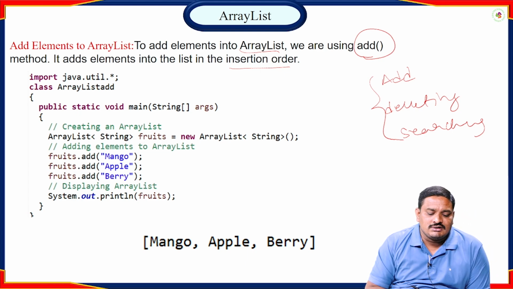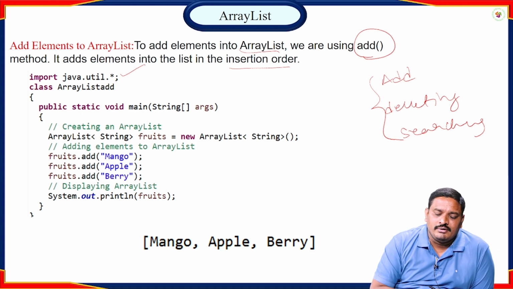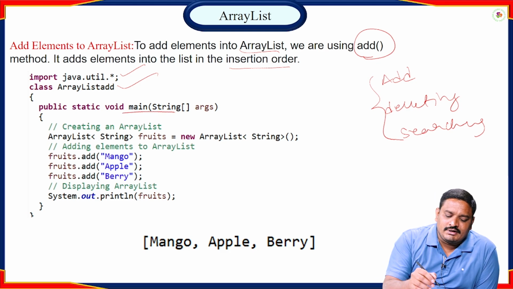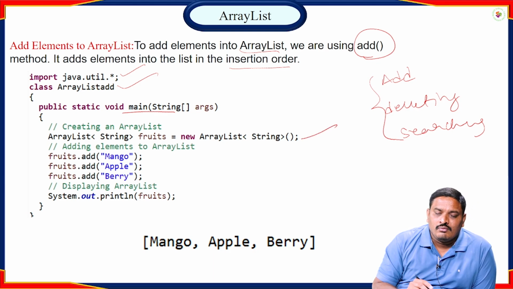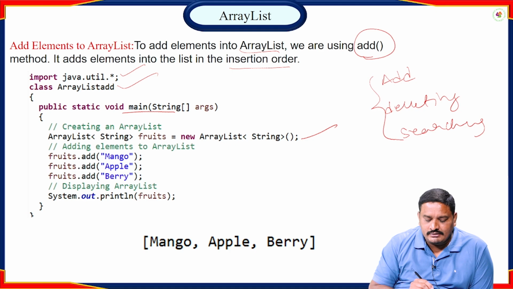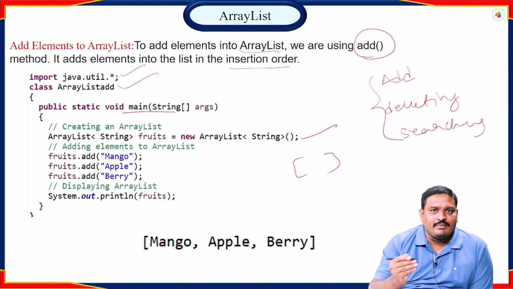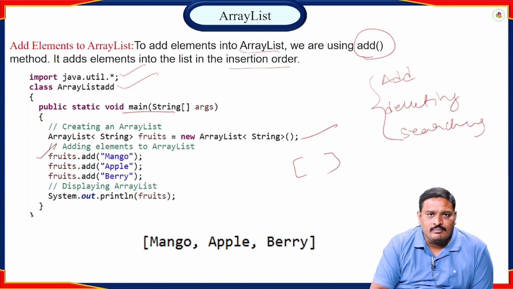This is the same example. This is importing the java.util package. The class name is ArrayList, adding the elements. So the main method is there. Inside the main method, we are creating one empty list, created by using this statement. After creating the empty list, we can add the elements to the particular ArrayList. How to add the elements? This is the statement: fruits.add(mango).